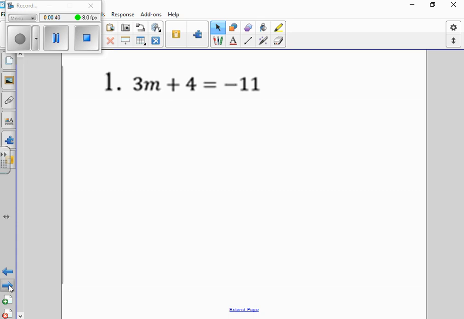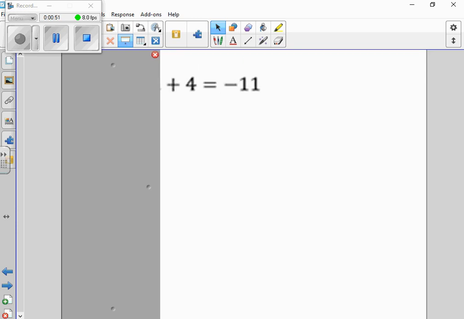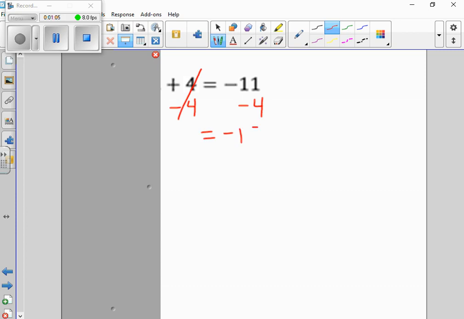A trick of mine is I usually physically cover up the 3m, and whatever's left tells me what to do. If you cover up this 3m, you can see what's left is a plus 4. To move the plus 4 to the other side, just like one-step equations, I'm going to subtract 4. Inverse operations, it cancels out. Equal comes down. Negative 11 minus 4 is negative 15.